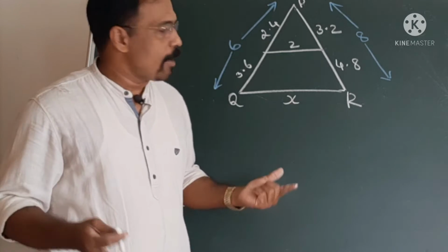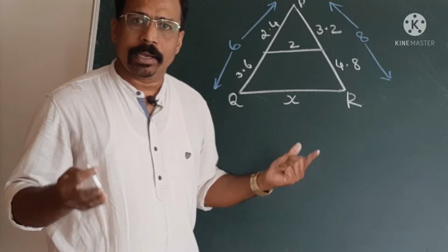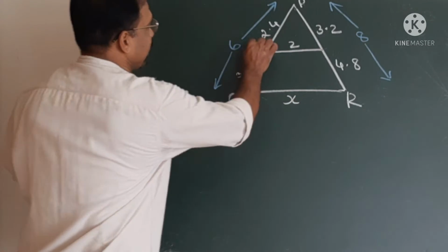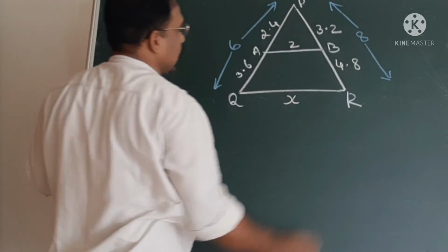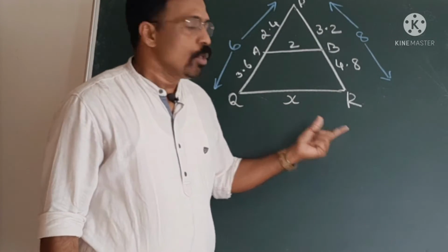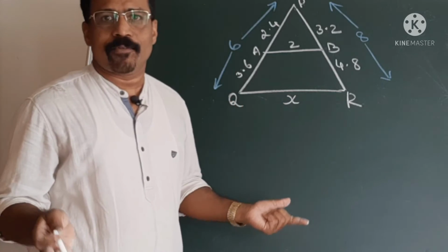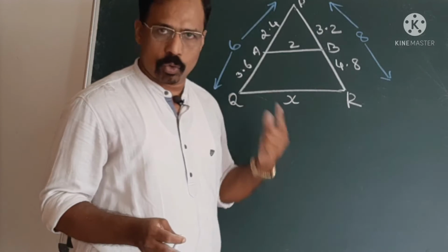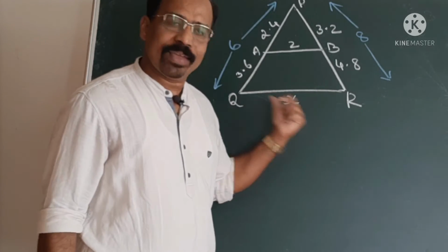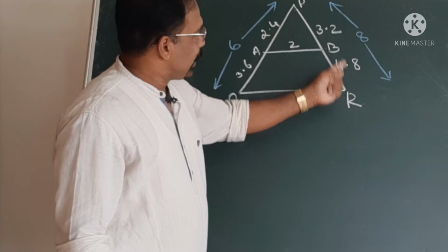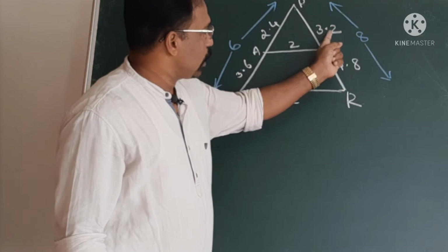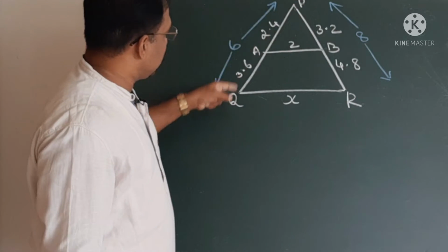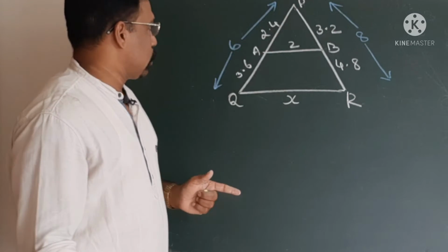But we can't apply the basic proportionality theorem right now because we have to prove that this line, let us call it as AB, AB is parallel to QR. So we will take the help of basic proportionality theorem and we will prove that AB is parallel to QR. Then we can find out the value of x. Now you take this side, 3.2 plus 4.8, so PR will be 8, and this side the sum will be 6.